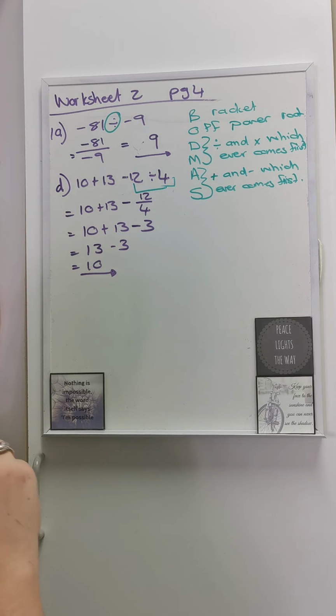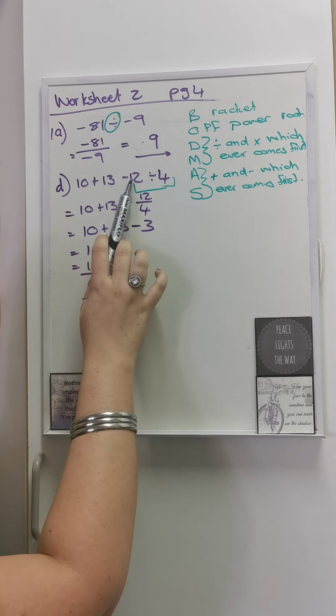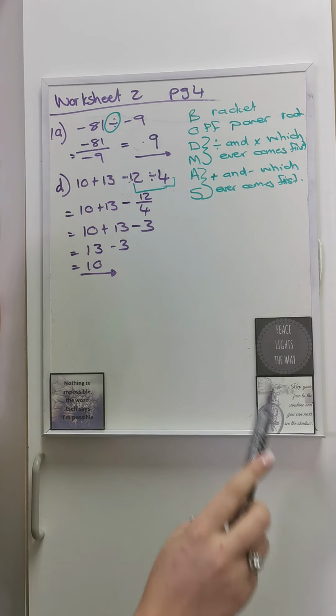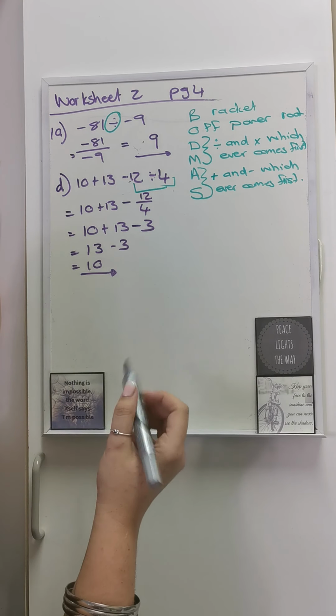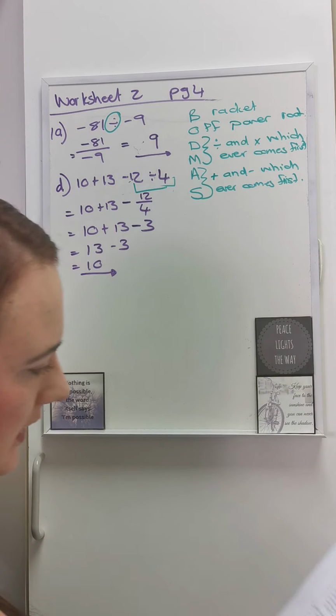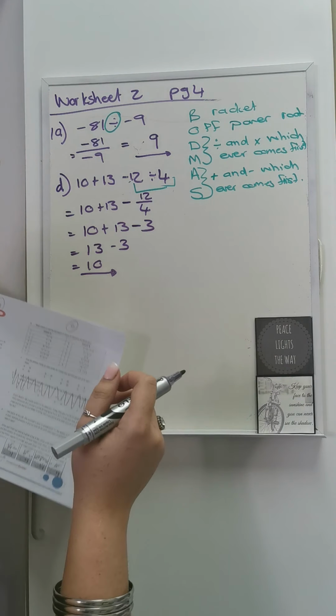If you don't write it in the bracket like that, remember this will be negative 12 divided by 4. Negative 12 divided by 4 gives you negative 3. Okay, the next one I'm going to do will be number G.